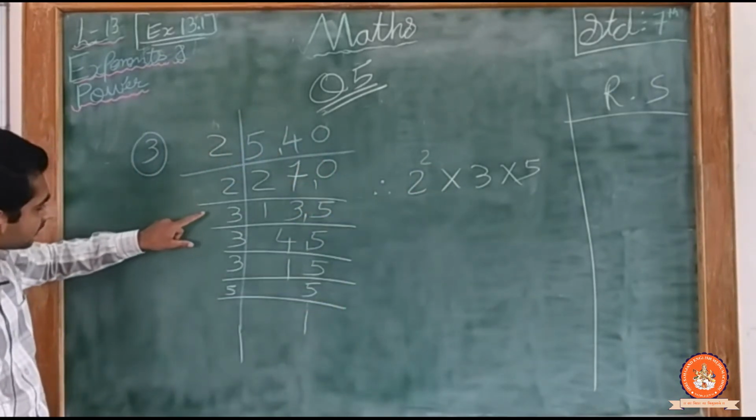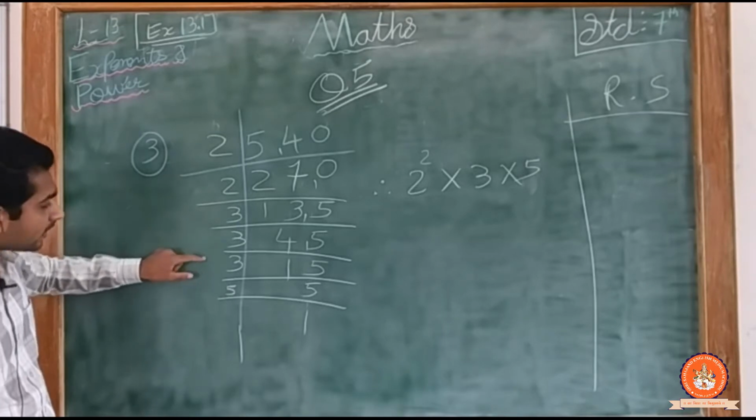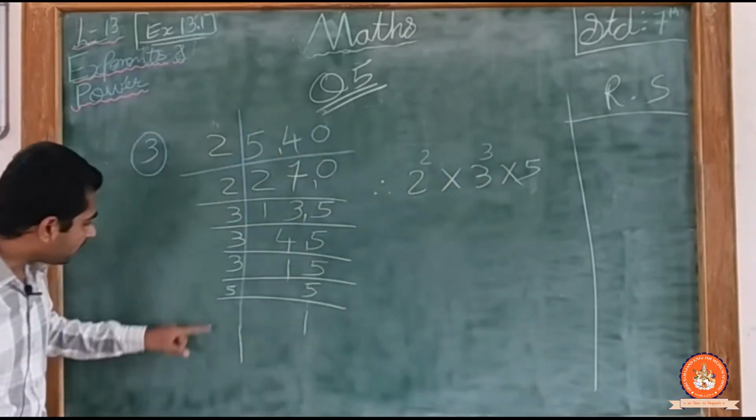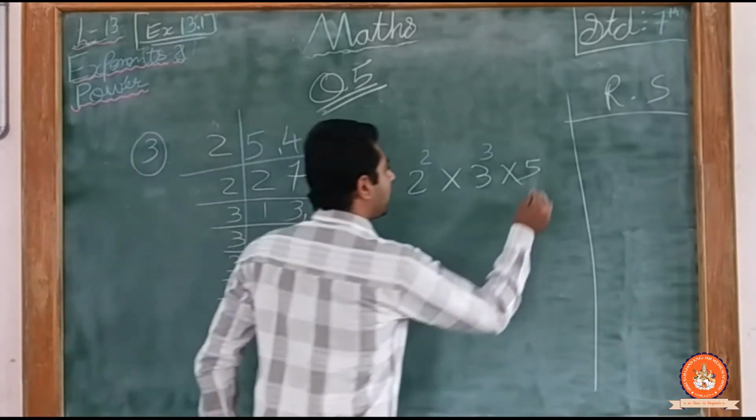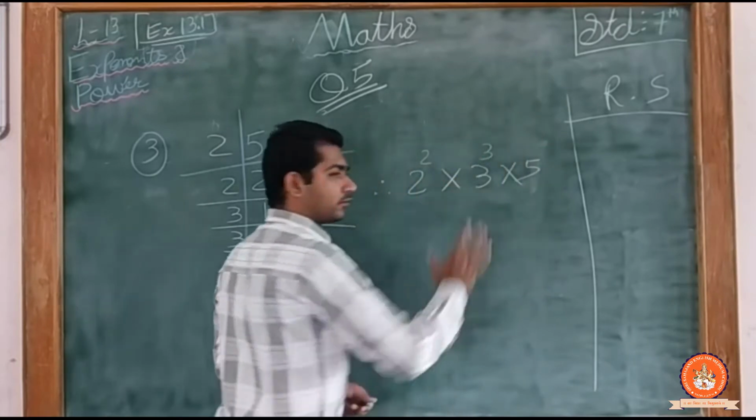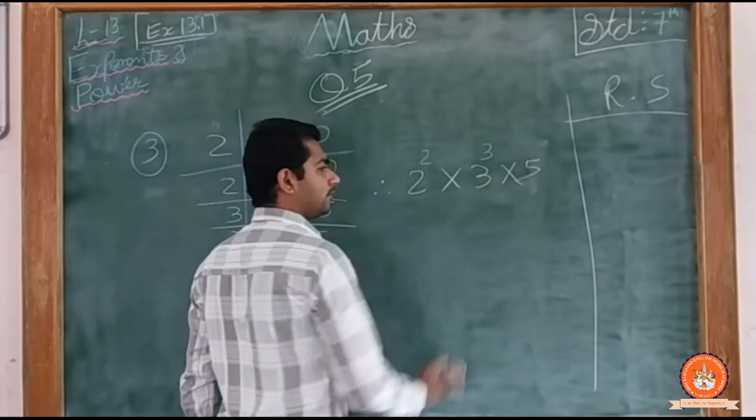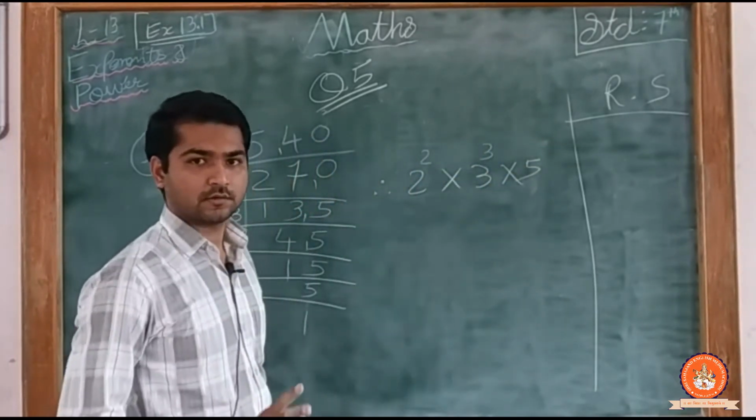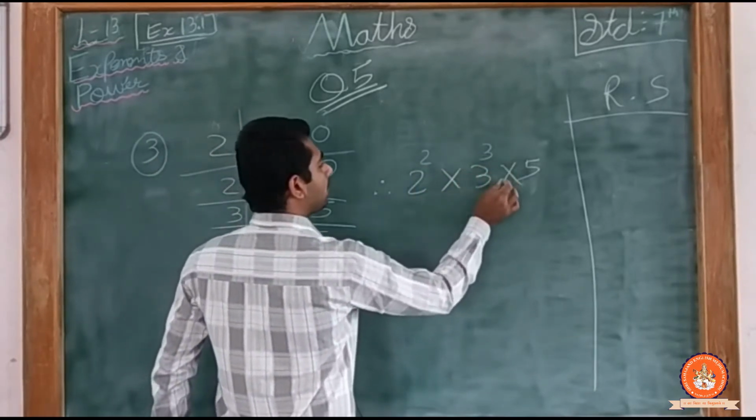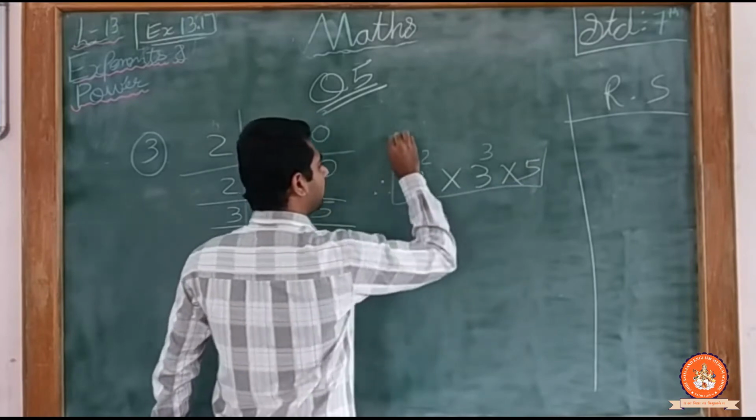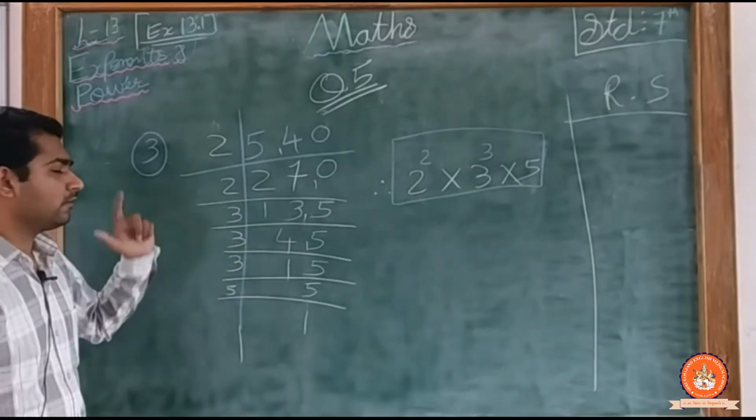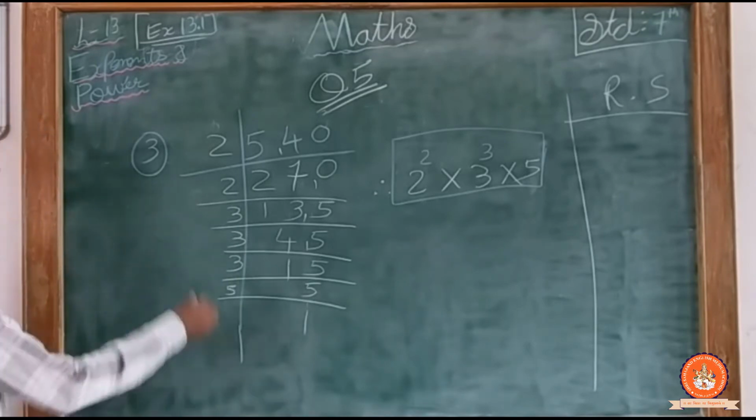And coming to 3. How many times is 3 multiplied? 1, 2 and 3. 3 is multiplied only 3 times. Coming to 5. 5 is multiplied only 1 time. So you can write 1 here, or else you can leave it, because if there is nothing, that means it is 1. So you can write like this: 2 raised to 2 multiplied by 3 raised to 3 multiplied by 5. This is our answer using prime number factorization. So we get the answer.